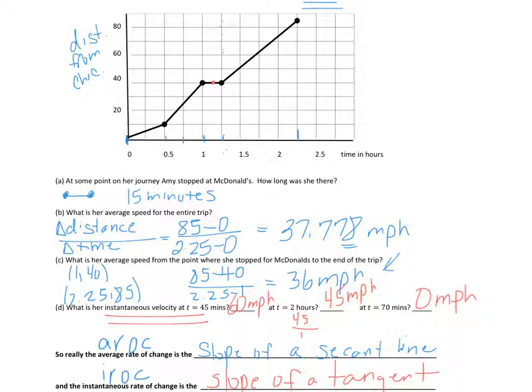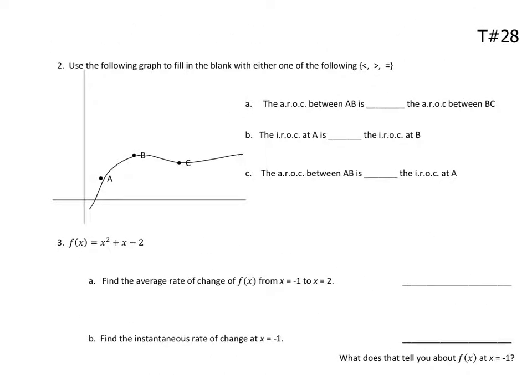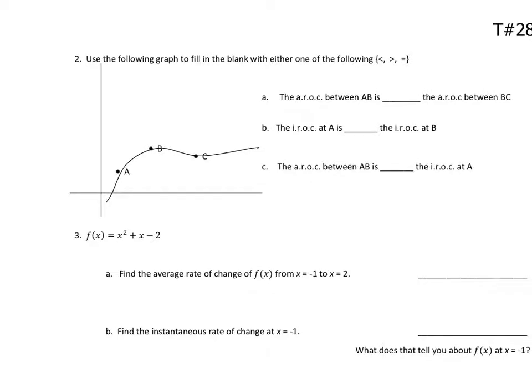So for example 2, you're not going to be finding any numbers, you just have to understand what the question is asking. It's a comparison game, okay? Point A should be on the graph, but it's a little off there, but that's okay. So what does this say? The AROC, the average rate of change between A and B.